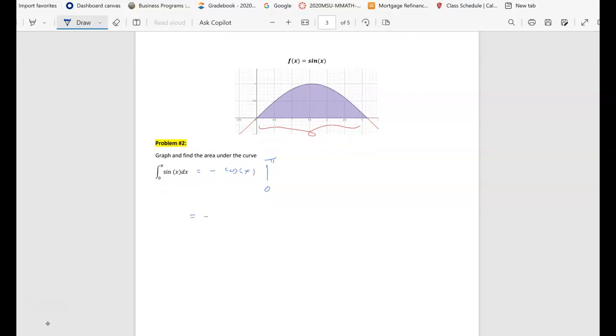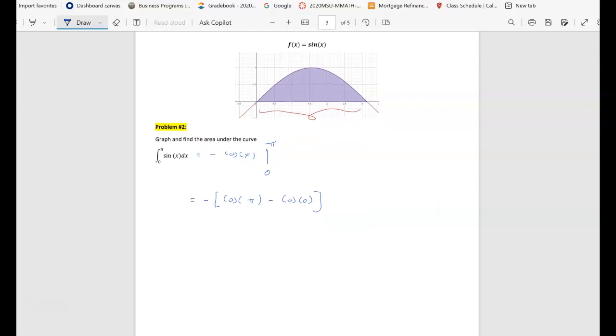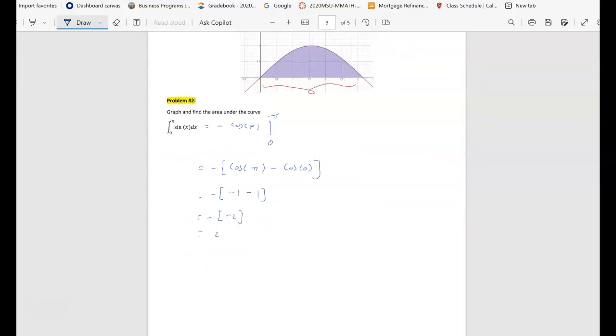And in this case, let me just keep the negative out. So we're going to be evaluating the values of cosine of pi minus the values of cosine of 0. In this case, we end up with negative cosine of pi, which is negative 1, minus the value of cosine of 0, which is 1. So we end up with negative 2, or a total of 2 units.